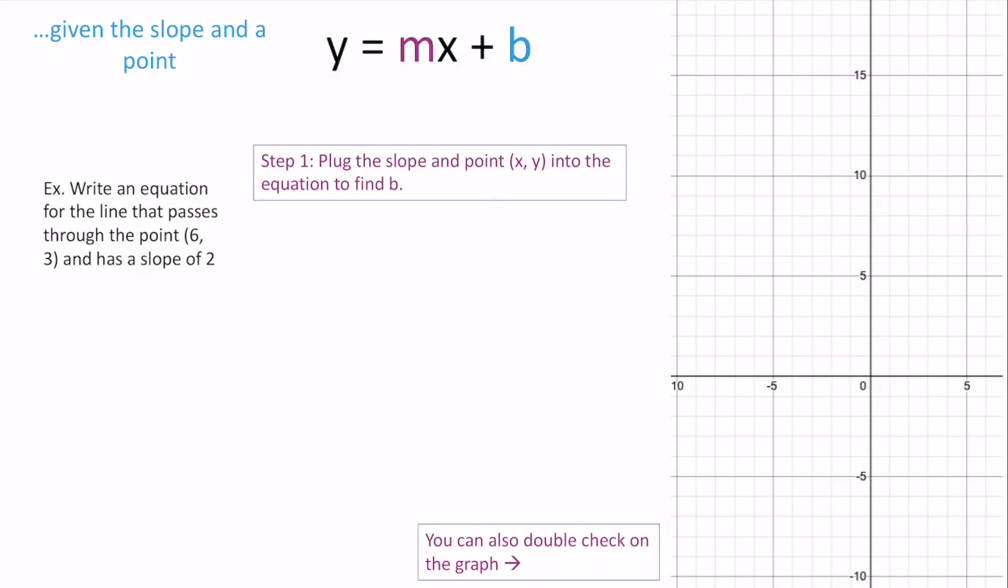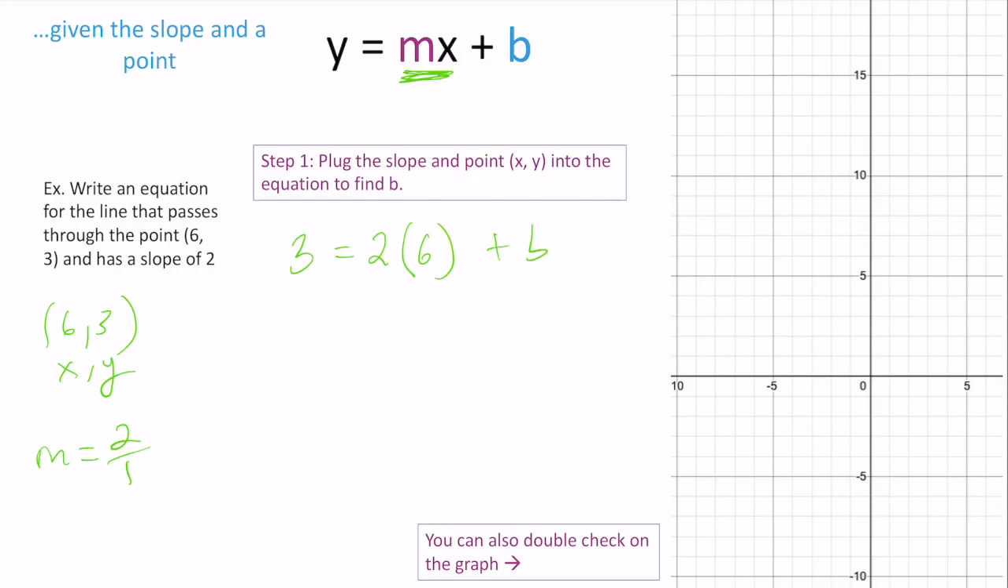So we're going to do another one like that. It passes through the point 6, 3. That's going to be our x and y value we're going to use. And then it has a slope of 2. And we can write that as a fraction if we want to use it on the graph later. But again, I'm just going to plug in my x, my y, and my slope. So y is 3, and m is 2. My slope is 2. And x is 6. And remember, these are being multiplied together, so 2 times 6.